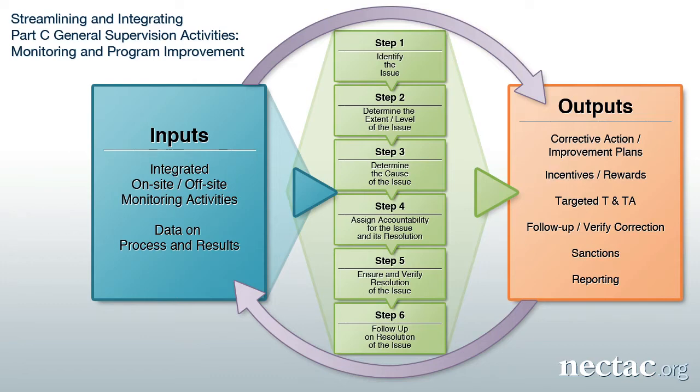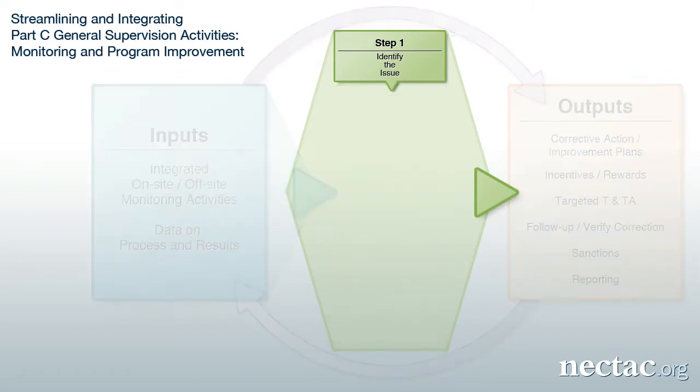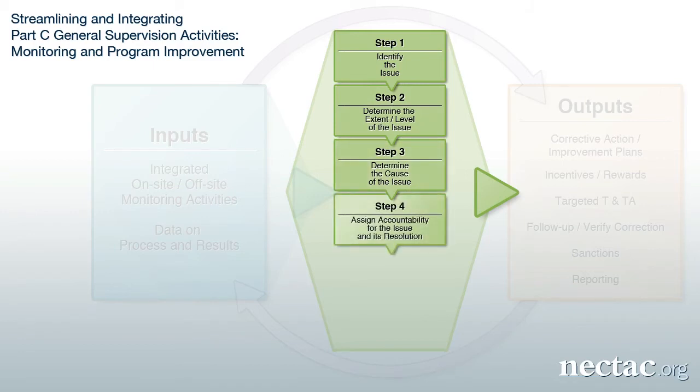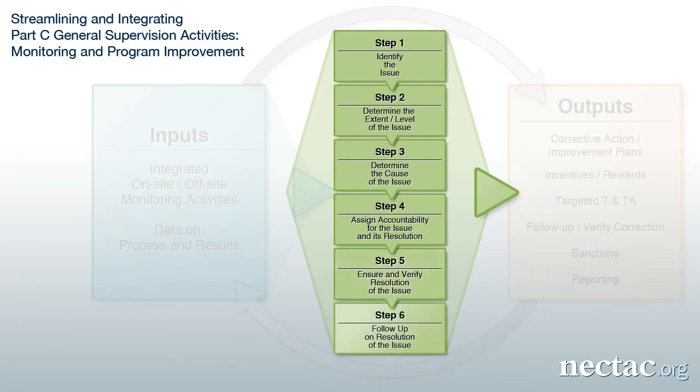The 6 steps of general supervision are: Step 1. Identify an issue. Step 2. Determine the extent or level of the issue. Step 3. Determine the cause of the issue. Step 4. Assign accountability for the issue and its resolution. Step 5. Ensure and verify resolution of the issue. And Step 6. Follow up on resolution of the issue.